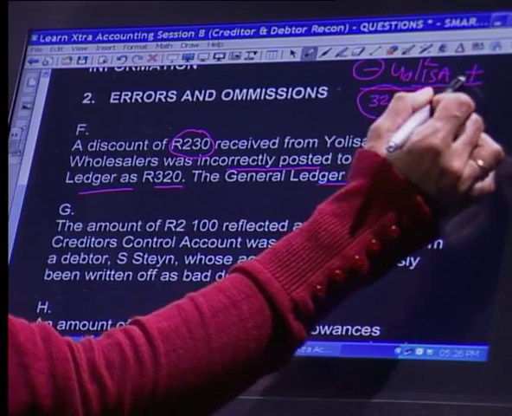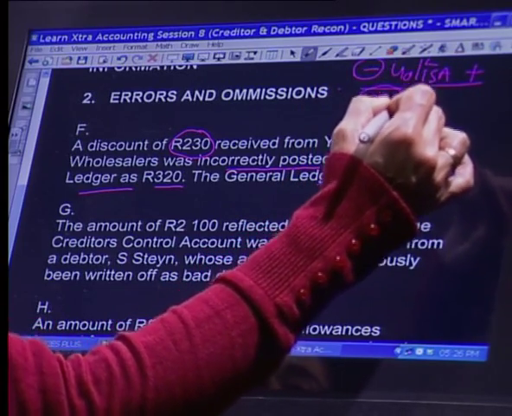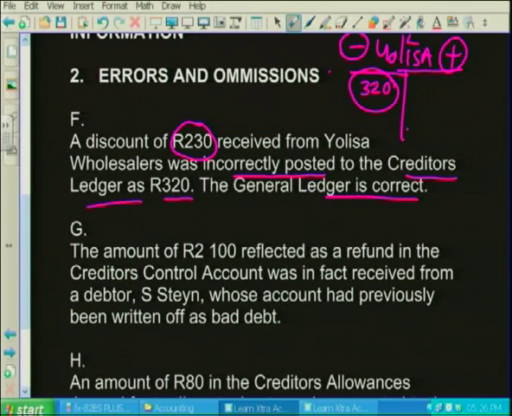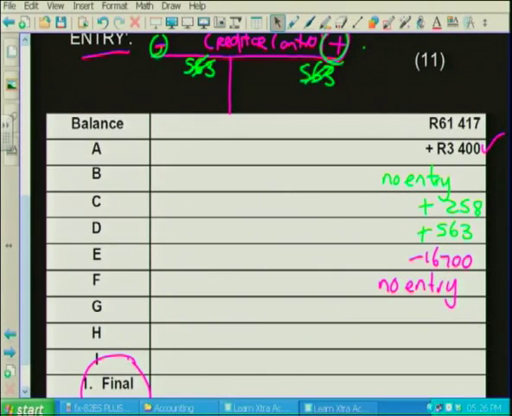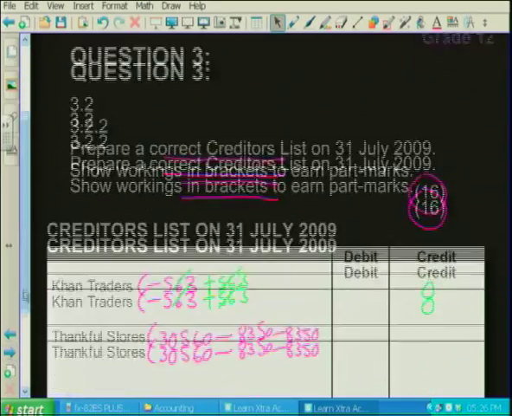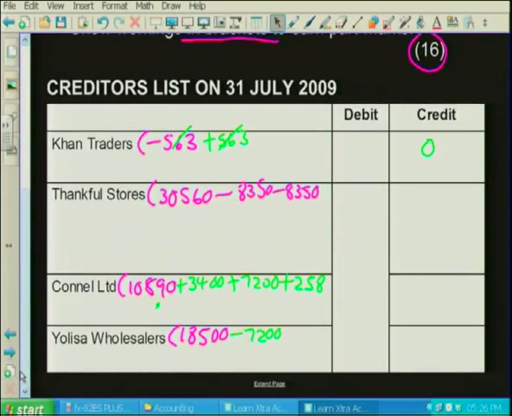So Yolisa Wholesalers, the balance needs to increase by an amount of 90 Rand, because we obviously didn't receive a discount of 320. So let's now go to Yolisa Wholesalers on our answer sheet. Creditors list, we're looking for Yolisa Wholesalers, and we're now going to increase our balance by that amount of 90 Rand, because we obviously didn't receive that 90 Rand as a discount, the difference between the two.